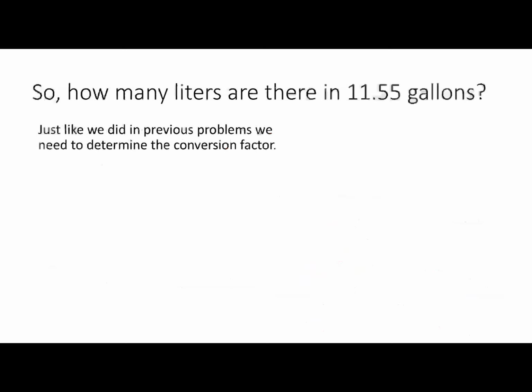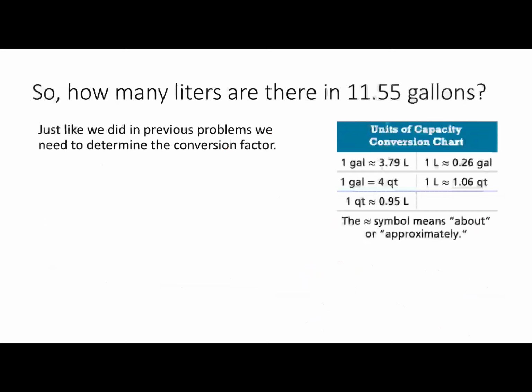Well, how many liters are there in 11.55 gallons? So like we've done in other problems, we need to determine what the conversion factor is. So what we have is that 1 gallon is approximately 3.79 liters. So we're going to use dimensional analysis. That's my preferred method to figure out how many liters there are in 11.55 gallons.